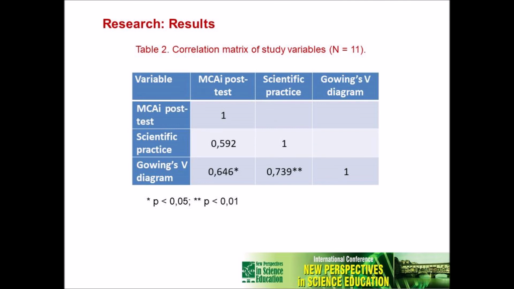The correlation between the scientific practice variable and MCAI post-test score does not become significant. This may be due to the sample size as well as to the fact that the first one considers aspects that do not have a direct relationship with the metacognitive skills evaluated, such as those related to the format of the written report, the performance of previous activities between others.